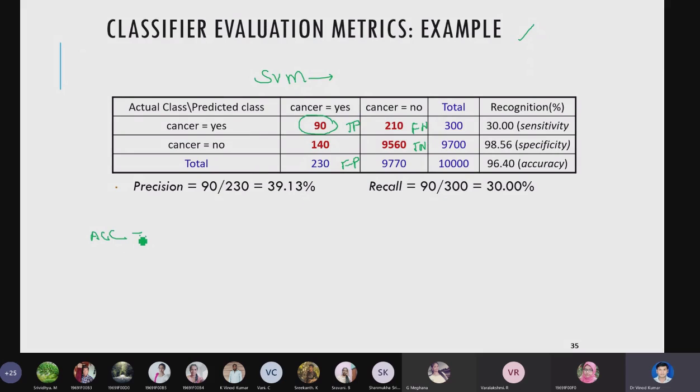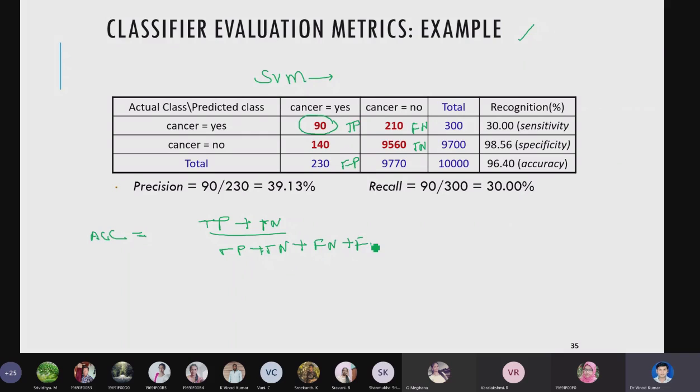How can we calculate the accuracy? What is the formula for accuracy? TP plus TN, very good, divided by all. All means all four: TP plus TN plus FN plus FP.